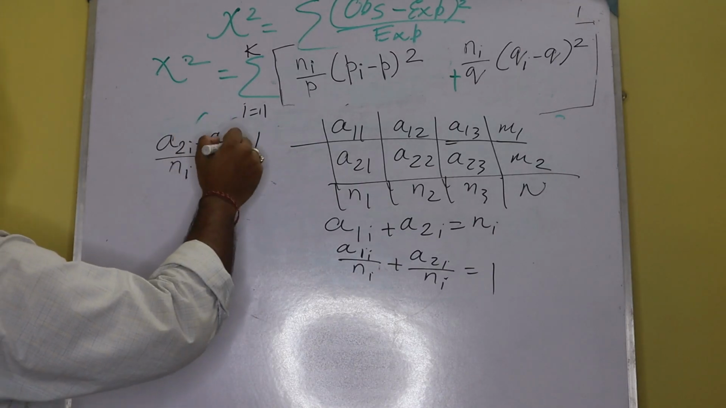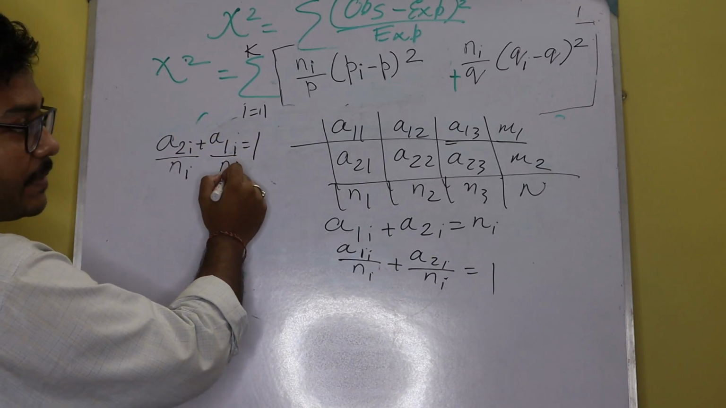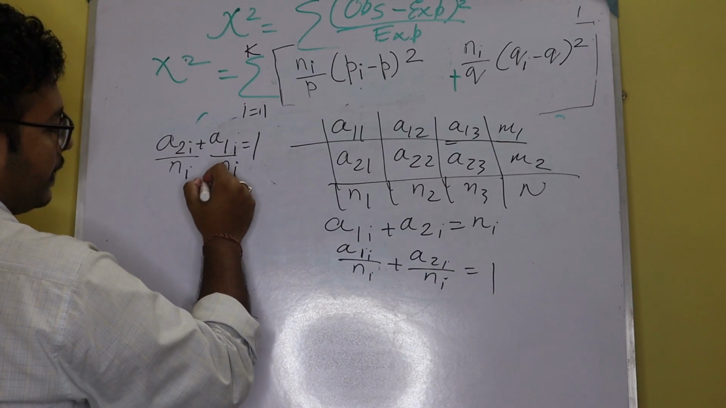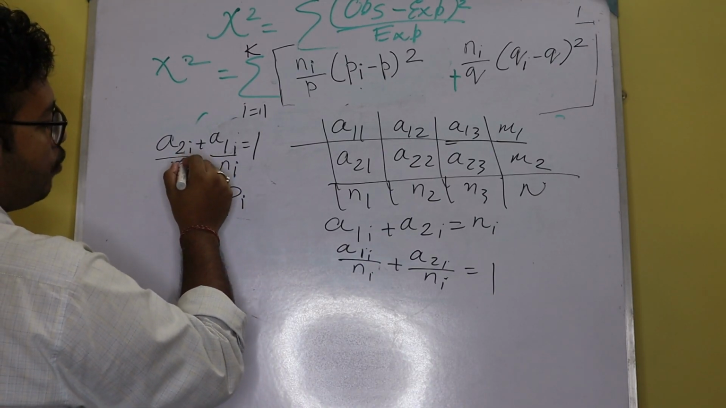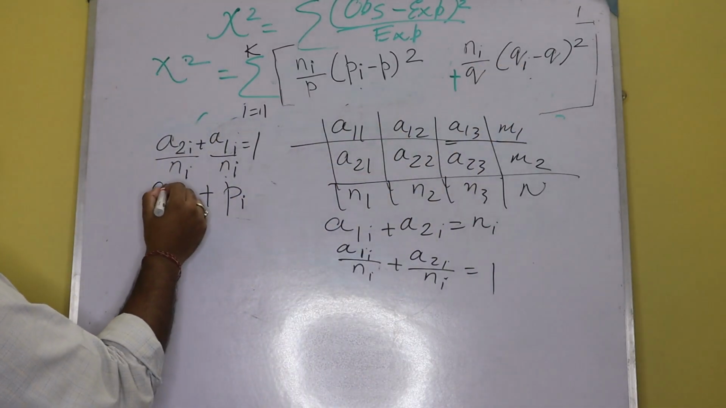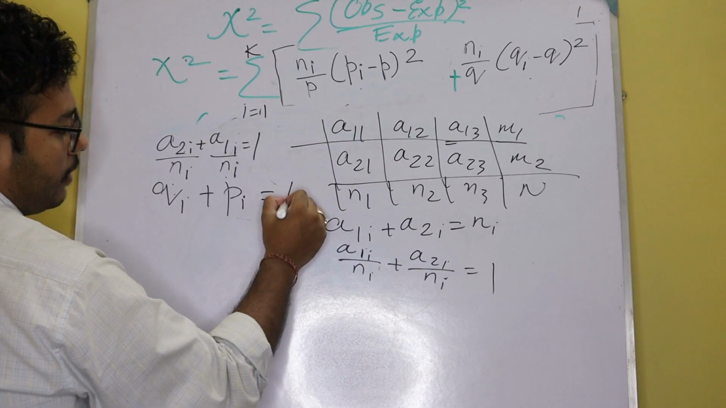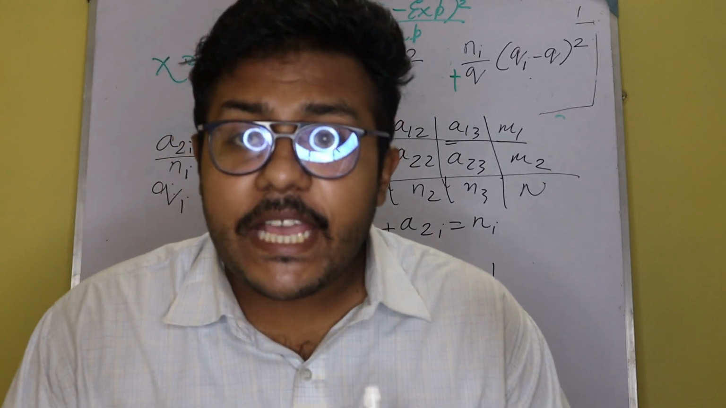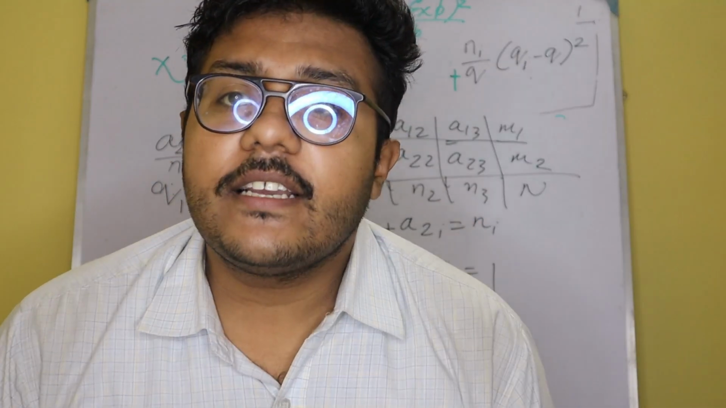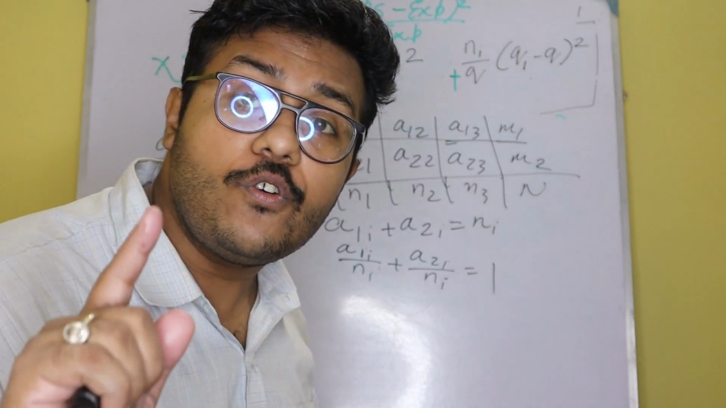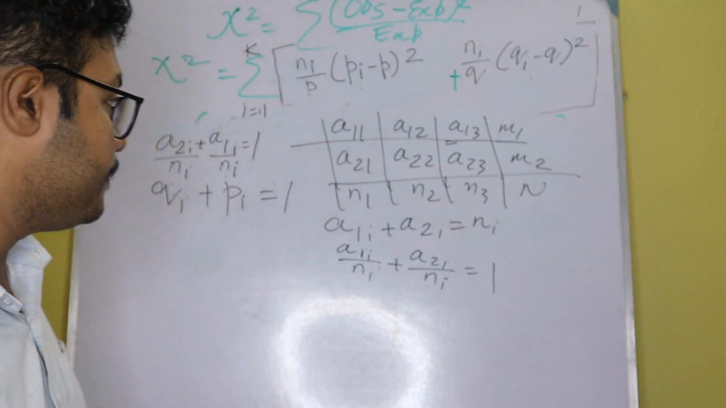Now this A1i by ni, what does it mean? It means pi. So I am placing pi here. And A2i by ni, what does this mean? It means qi. I am placing qi here. So this one is equal to 1. It means that pi plus qi is equal to 1. And this expression will always be true for a 2 cross k contingency table.